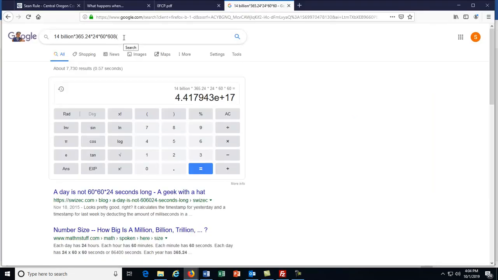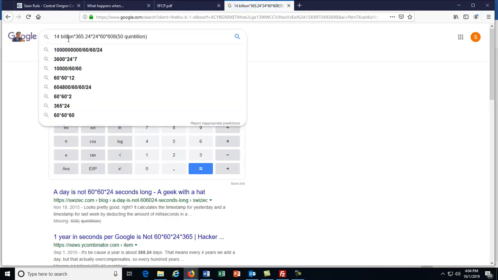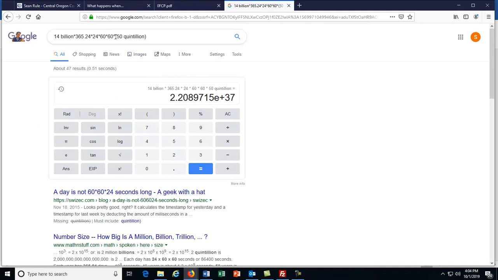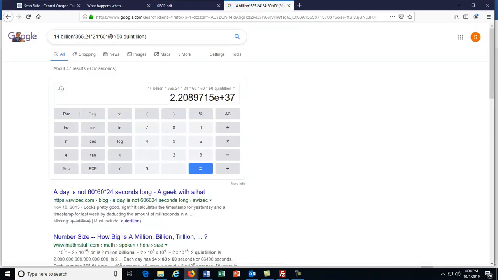multiply all of this by 50 quintillion. Let's spell that right. Quintillion. Okay, here we go. So 14 billion years times 365 and a quarter days in a year, years cancel, times 24 hours in a day, days cancel, times 60 minutes in an hour, hours cancel, times 60 seconds in a minute, there we go, seconds are left. Then you've got 50 quintillion decks times all of that mess. Oh, I apologize for that little typo that was back there. I got a little too busy typing with the 8. Here is what we end up with. 2 times 10 to the 37th.